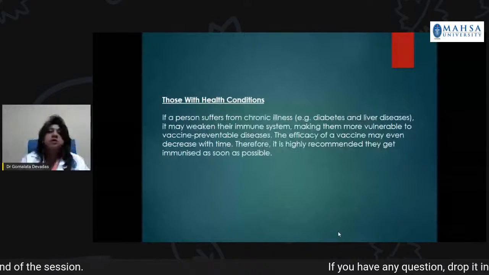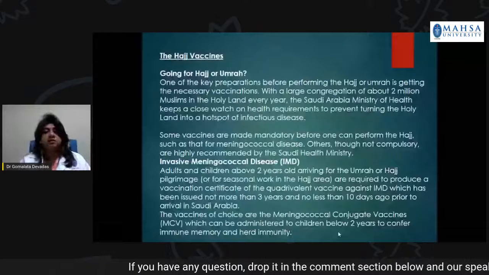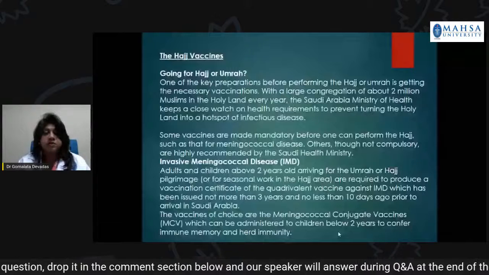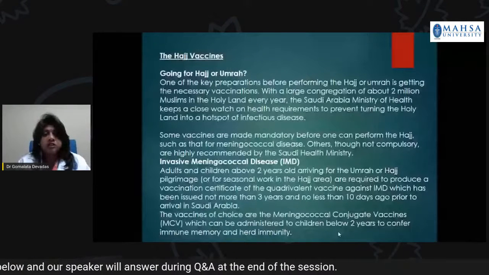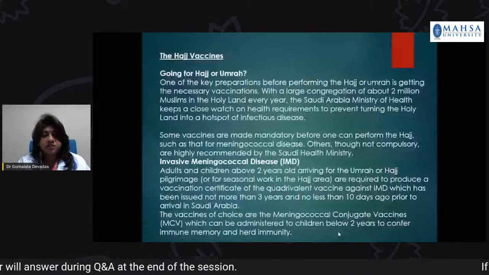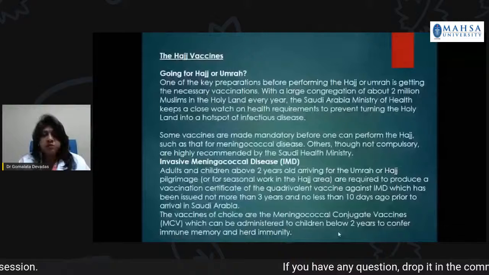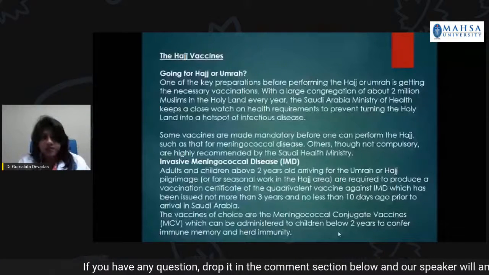And the other common vaccination we give is especially for those people who want to go for the pilgrimage. It's like the Hajj vaccines. Getting the necessary vaccines is one of the key preparations before performing Hajj or Umrah.